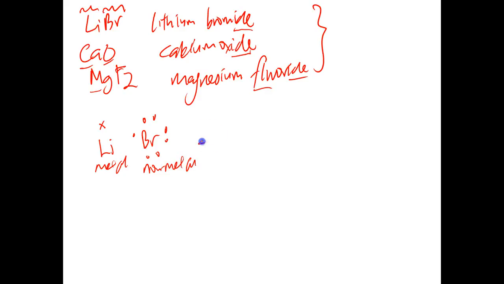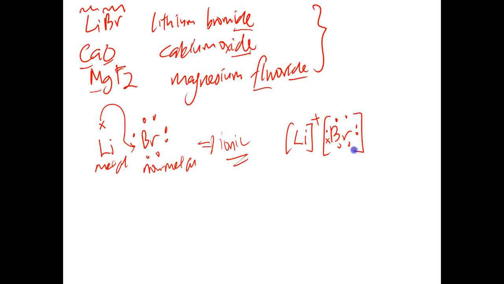Metal, non-metal, ionic bonding. Ionic bonding involves the transfer of electrons from the metal to the non-metal. So this electron is transferred to bromine, and we have lithium bromide. Lithium is positively charged, bromide is negatively charged, LiBr. If you want to show the valence electrons of lithium here, no problem, please go ahead. It is also okay.